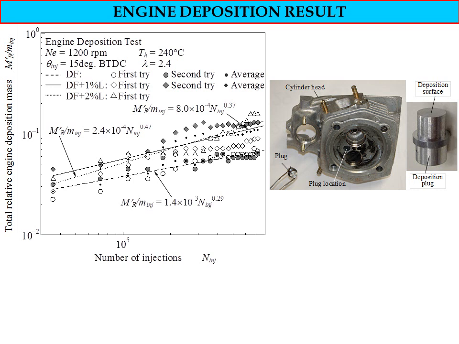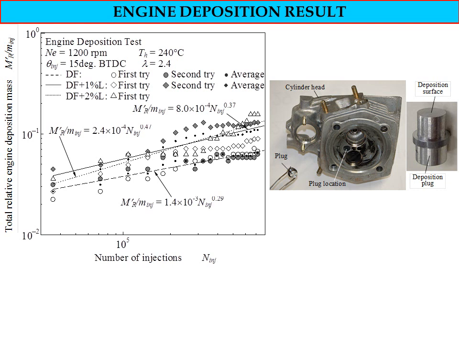From the figure, we can see the result for deposition for DF, the typical diesel fuel. The second one is the result for diesel fuel plus 1% lubricant. And the third one is diesel fuel plus 2% lubricant. So DF is represented by a dashed line.